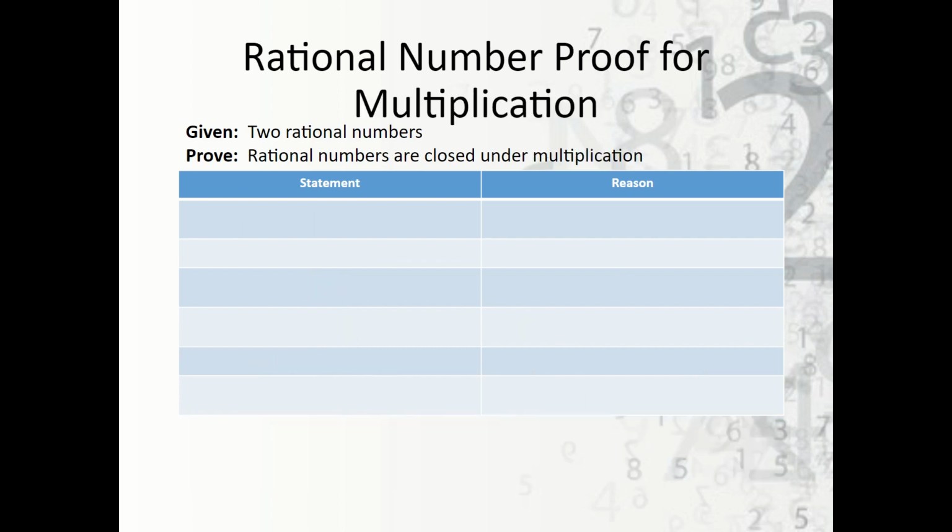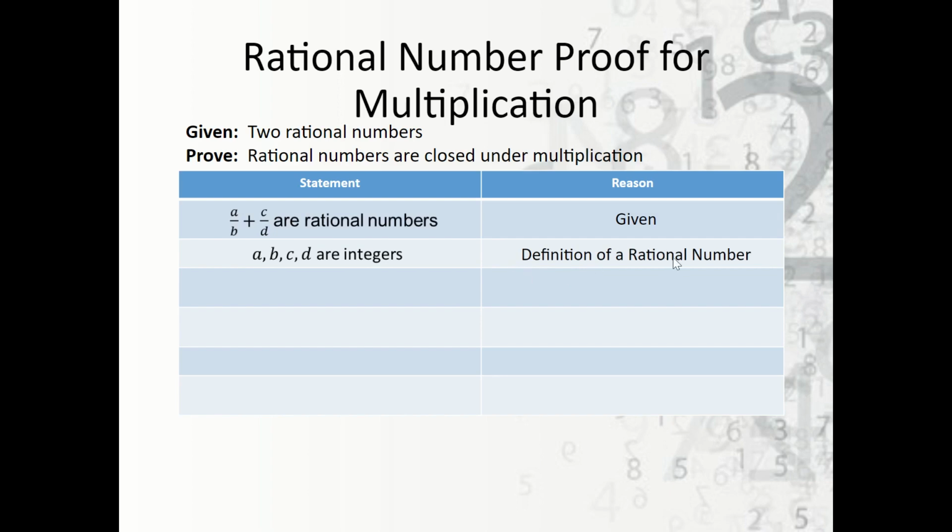Now let's look at an example for multiplication. So we're given that we have two rational numbers, and we're expected to prove that rational numbers are closed under multiplication. So we're going to start with a over b times c over d, and we're going to state that those are rational numbers, and that's given to us. Now we should note that a, b, c, and d are integers, and we know that they're integers because we're given that these were rational numbers. So by the definition of rational numbers, the numerator and denominator each have to be integers. So our reason for that would be the definition of a rational number.